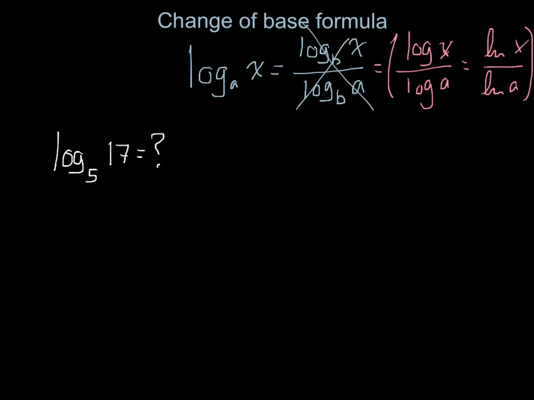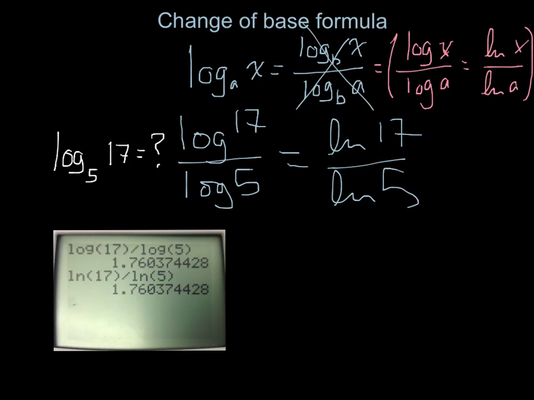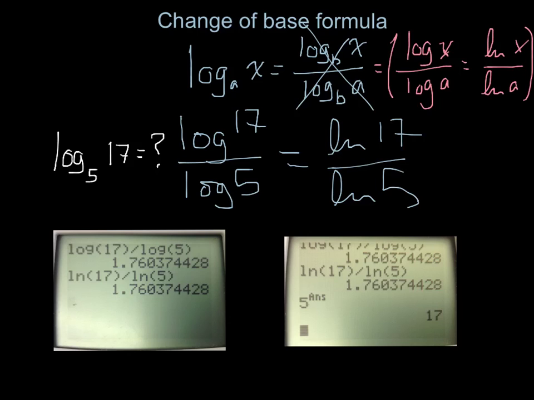According to the formula, to evaluate log base 5 of 17, I simply write log of 17 divided by log of 5, and I would put that in the calculator. Or I could do natural log of 17 over the natural log of 5. That would look like this in the calculator, and you get the same answer either way. If I wanted to check my answer, I could type in my base of 5 to the answer, which was the exponent I found, and notice I get 17, which was my original problem. So I know that this actually works.